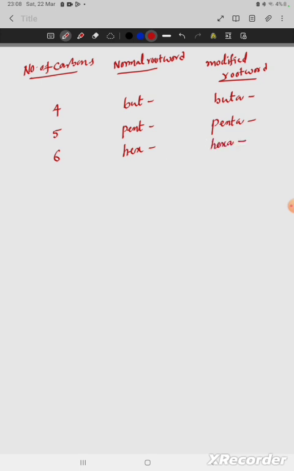If there is more than one carbon double bond or carbon triple bond, the terms di, tri, tetra, etc. are used before the primary suffix.